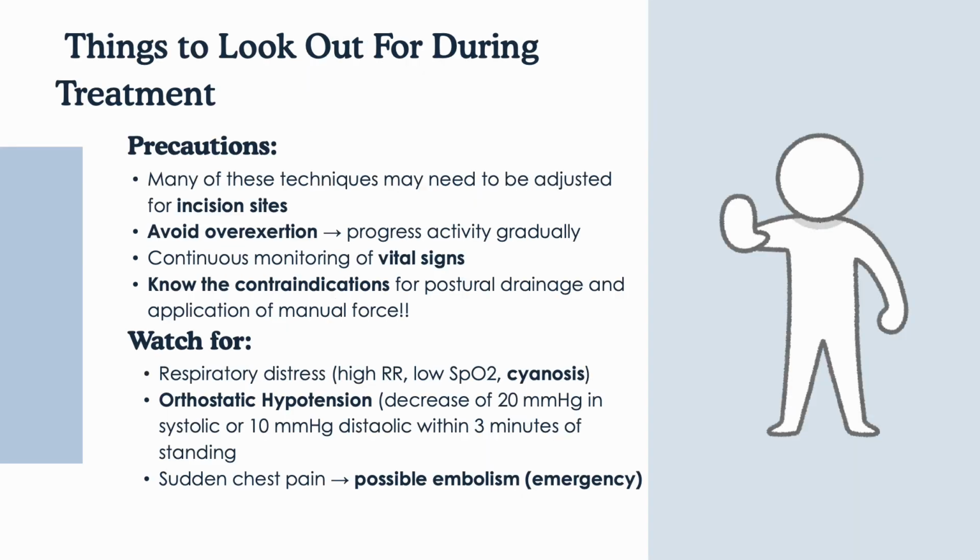Alright, so some things we're going to look out for during treatment. Precautions are obviously going to revolve around what the patient is being seen for, why they're on bed rest. So a lot of these techniques might need to be adjusted depending on what they're being seen for. For example, with incision sites, with enhancing cough mechanisms, we're going to want to protect that site. We're going to teach them to cough down towards that side rather than away from it and avoid stretching of the incision.